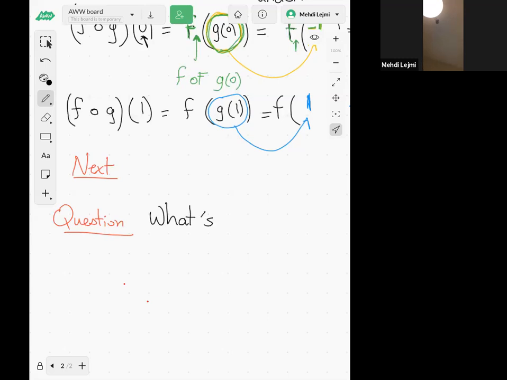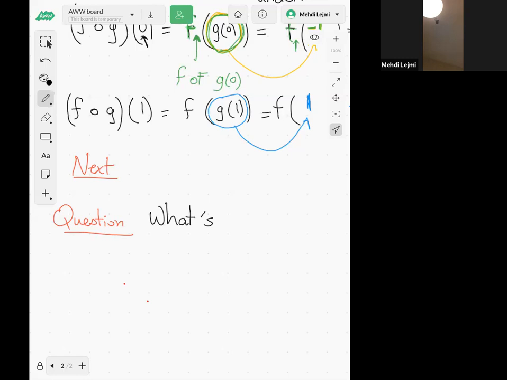So if you have a function f, we discussed how we find the domain of a function f, right? Remember, we had these 2 rules. We are not allowed to divide by 0, and we don't have negative numbers under the square root, right? That's how we find the domain of a function f.